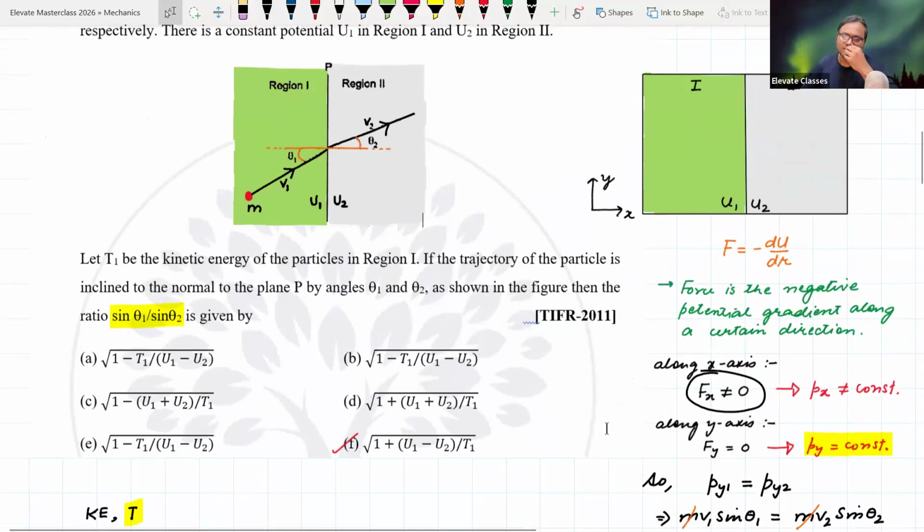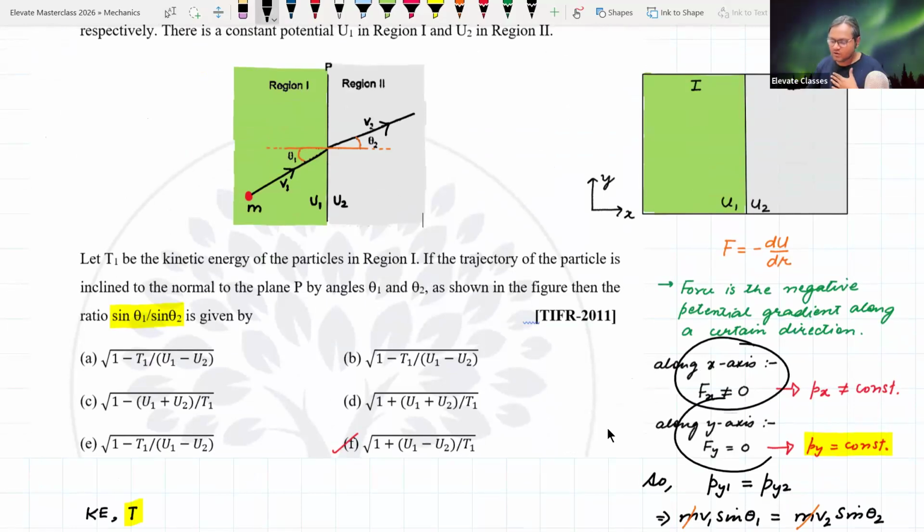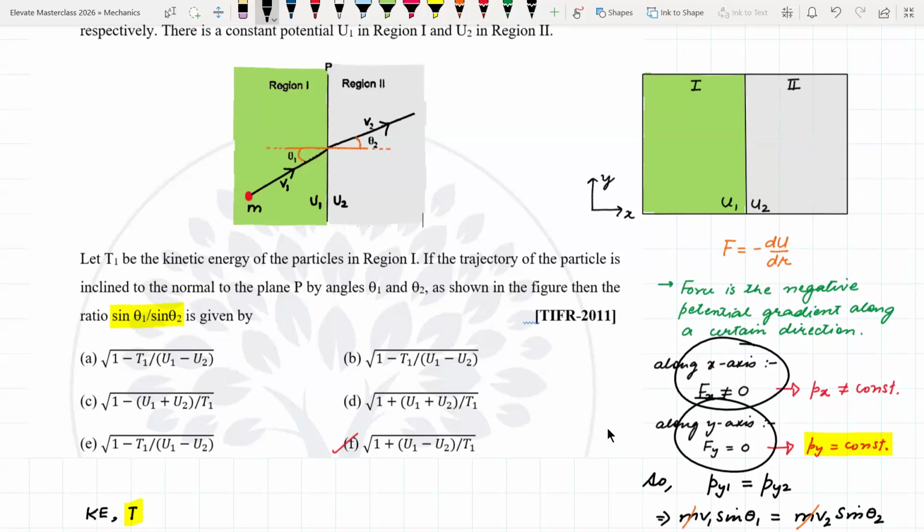So in general, this is correct. Also, the net force is non-zero along the x-axis, but zero along the y-axis. That's what I'm telling you. Yes, in the x direction, this is the net force, as a result of the potential gradient.